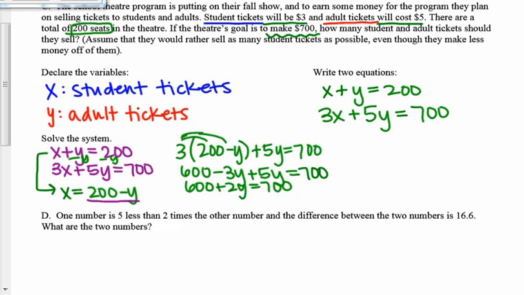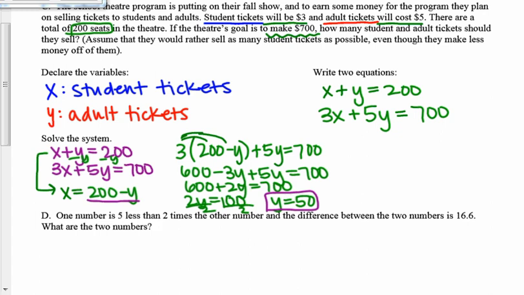When I subtract 600 over, I'm actually going to get 100 on the right side. So 2y equals 100. And then my last step would be to just divide by 2, if you can see that. And I get y equals 50 as my answer. Let's put in purple.